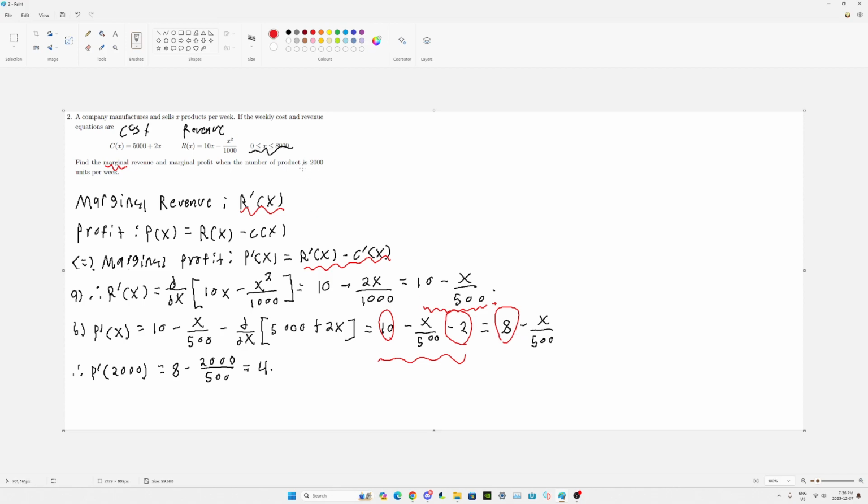So the last step is to find it when the product is 2,000 units per week. So we sub that in. 8 minus 2,000 over 500. That's just going to go to 4. So we have 8 minus 4, which goes to 4. That's basically it for that.